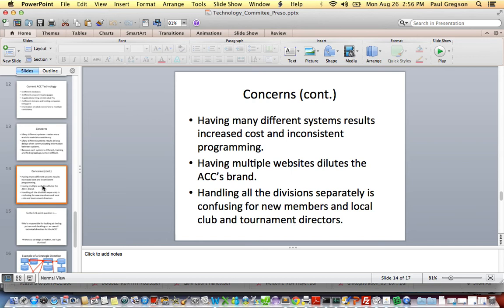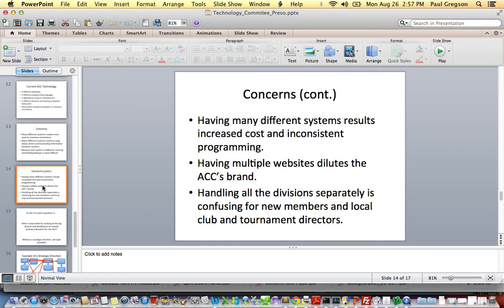In addition, having multiple sites obviously dilutes the brand. It would be far easier if, for someone new, the American Cribbage Congress was represented by a single site and a single one-stop shopping place to go for everything related to cribbage. Right now, most people join the ACC through grassroots, but they find out about the ACC through cribbage.org, and it just becomes, okay, well, why do I go here for one, and why do I go there for another, and it just dilutes the brand and creates confusion.